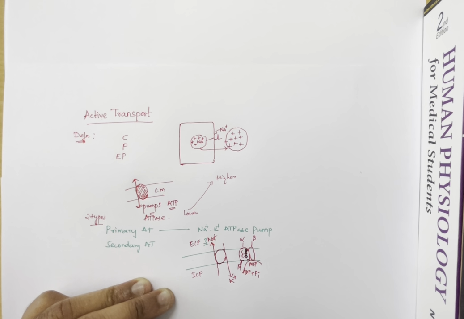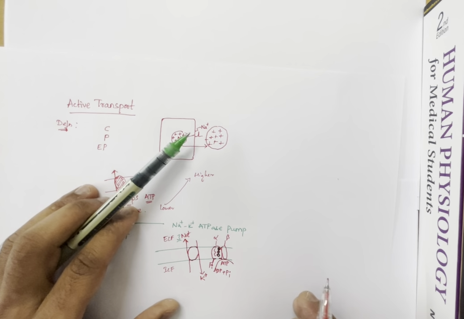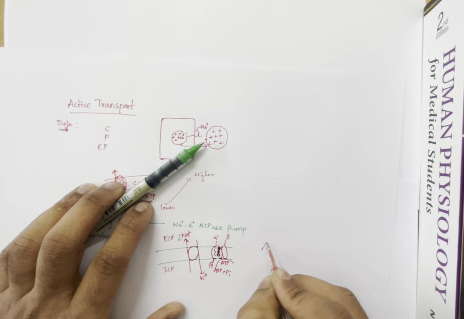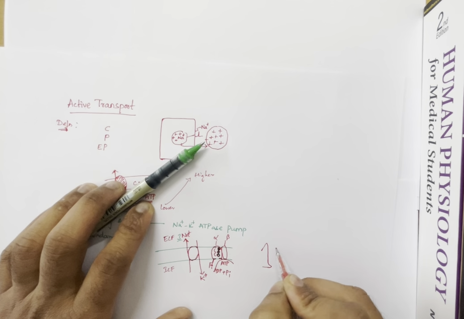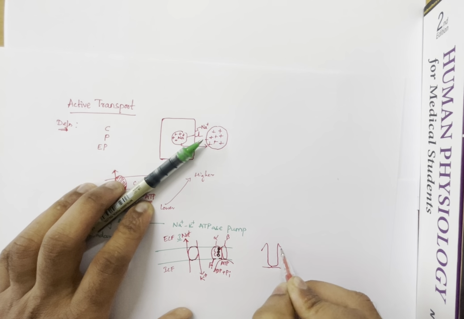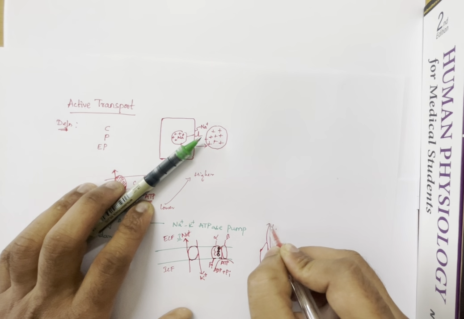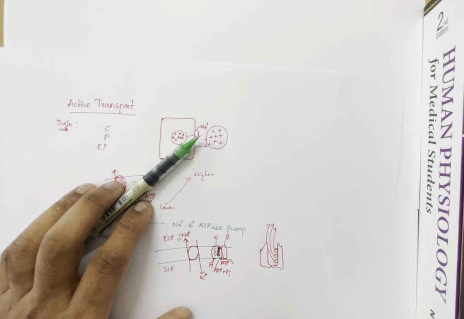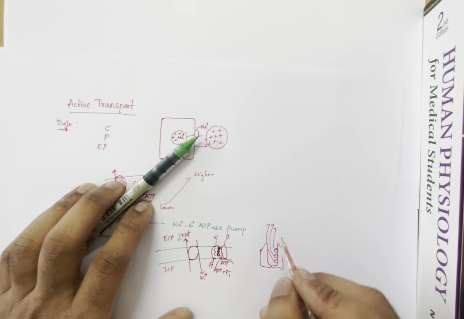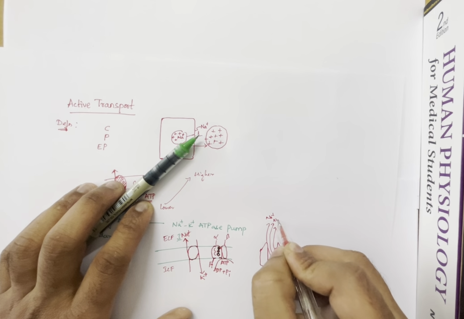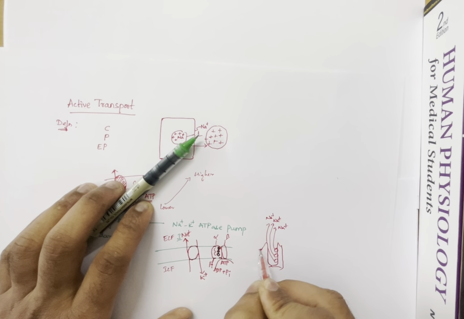So when there is a phosphorylation of this protein, what is happening? There undergoes a conformation change in the protein so that the external domain gets opened, releasing the sodium ions. The sodium ions which are bound will be released. So 3 sodium ions are pumped simultaneously from inside to exterior because of phosphorylation, that is breakdown of ATP.